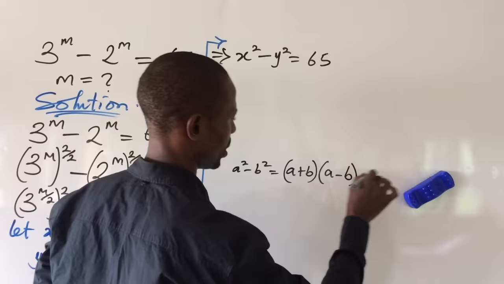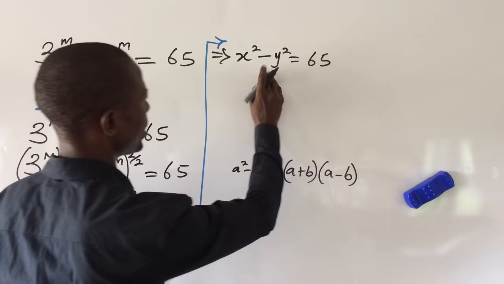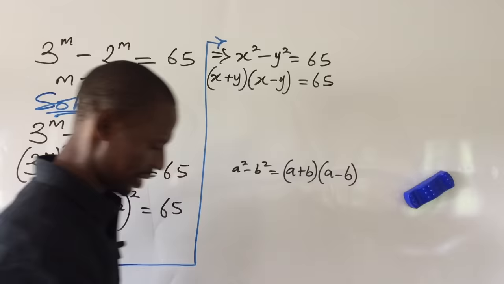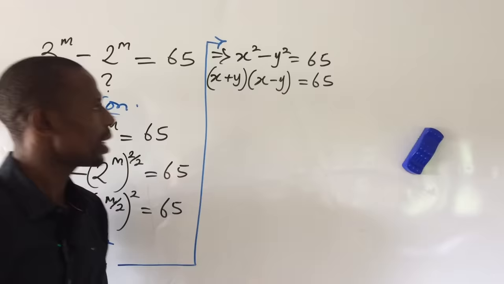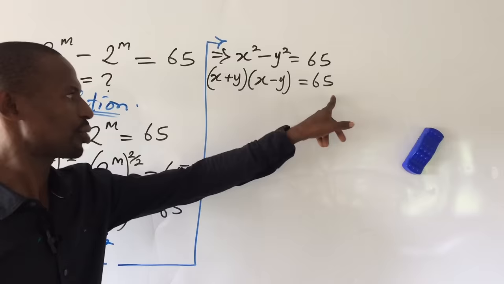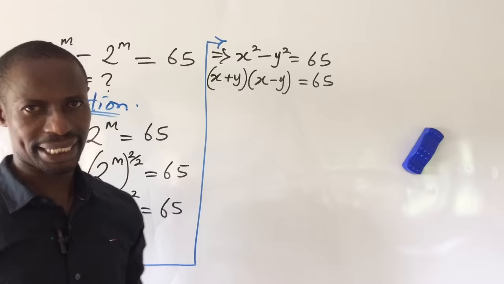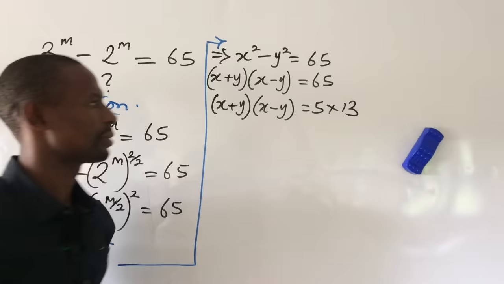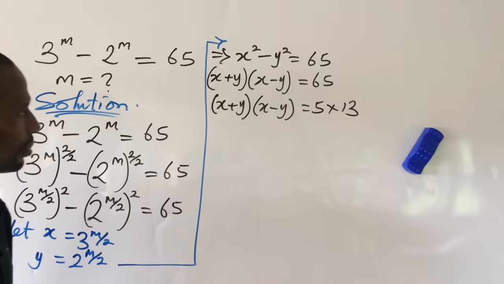So if we apply this rule, then we can rewrite this as (x plus y)(x minus y) equals 65. Good. Now if you look at this expression here, we can apply the product rule. But here, we must get two numbers from here that we can equate these to. And so we look at 65. We can rewrite 65 as 5 times 13. And so this will now become (x plus y)(x minus y) equals 5 times 13. We can equate this to the first term here, equate this to this. But if you take a look at this, here we are having a plus.